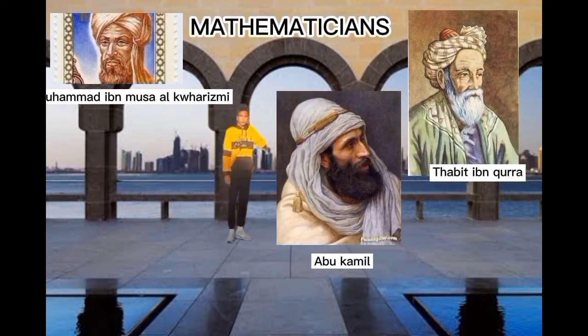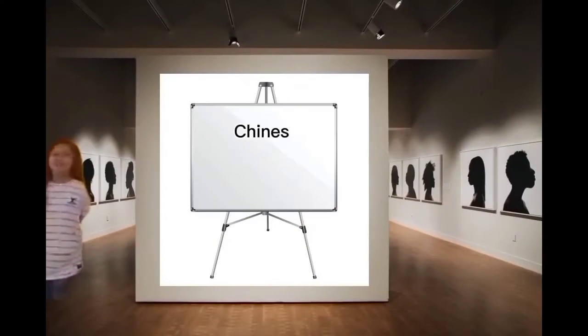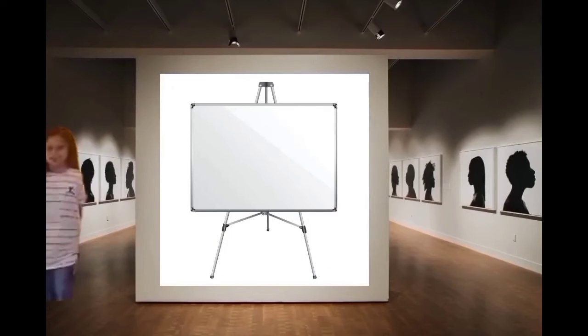Abu Kamil. He was a prominent Egyptian mathematician during the Islamic Golden Age. He is considered the first mathematician to systematically use and accept irrational numbers as a solution and coefficient to an equation. Welcome to Chinese mathematics.